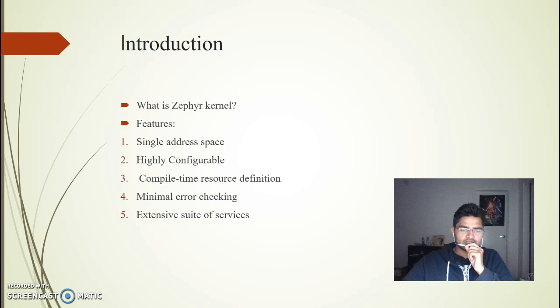Fifth point is extensive suite of services. This offers a number of familiar services for development. One is multi-threading services for both priority-based, non-preemptive fibers and priority-based, preemptive tasks with optional round-robin time slicing. One is interrupt services for both compile time and runtime registration of interrupt handlers. One is inter-thread synchronization services for binary semaphores, counting semaphores and mutex semaphores.